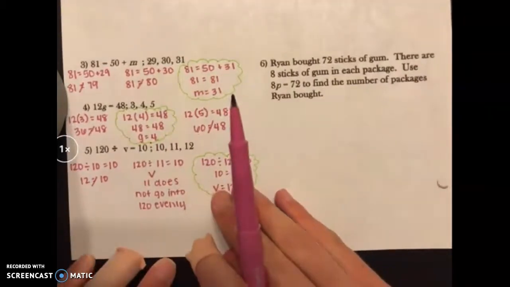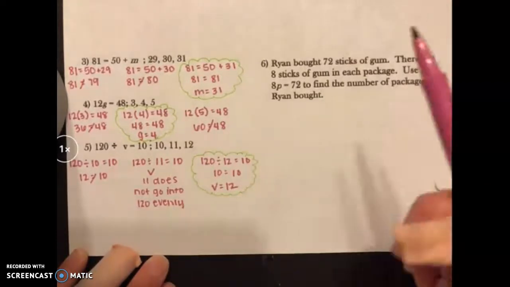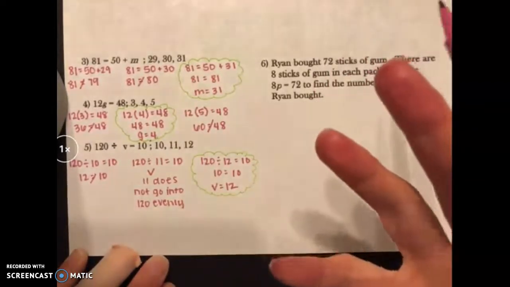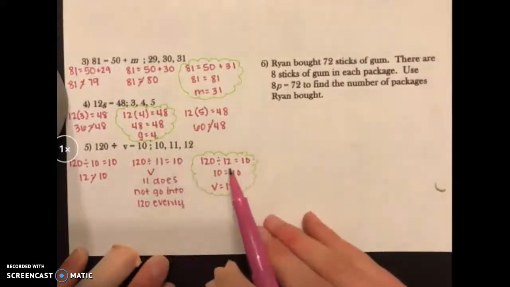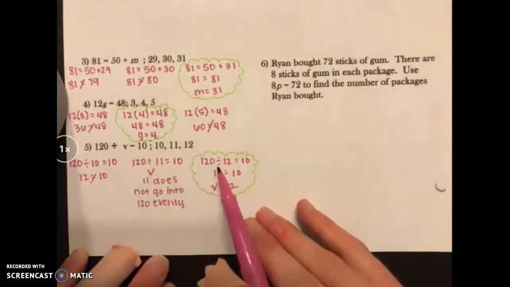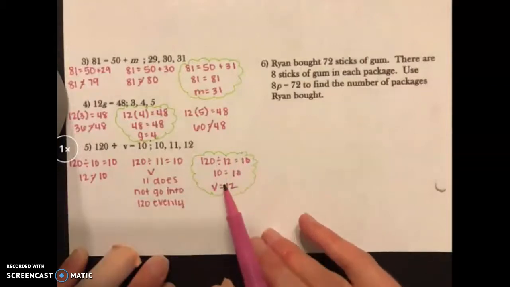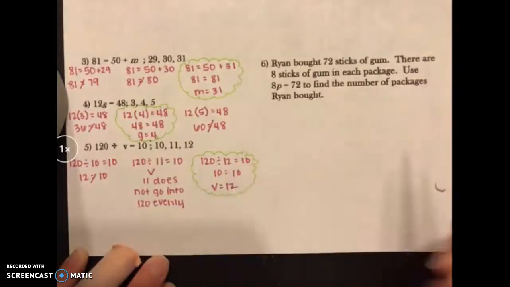And for number 5, we have 120 divided by V equals 10. So we want to know 120 divided by what is going to give us 10. So 120 divided by 12 is going to give us 10. If I did 120 divided by 12, that's 10 on this side, bring down my 10 on this side, my solution is 12. V equals 12. That's how I got my 10.